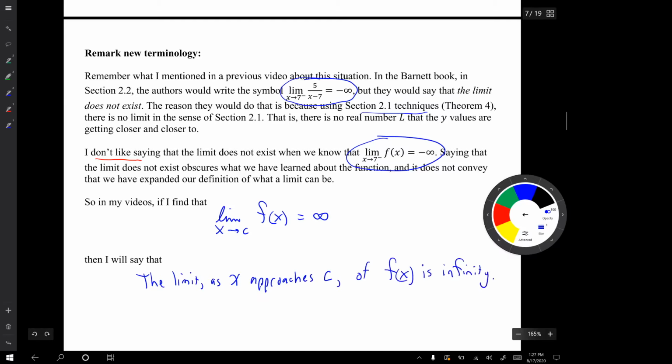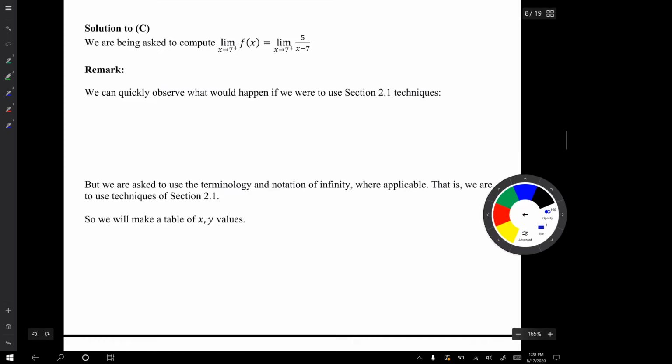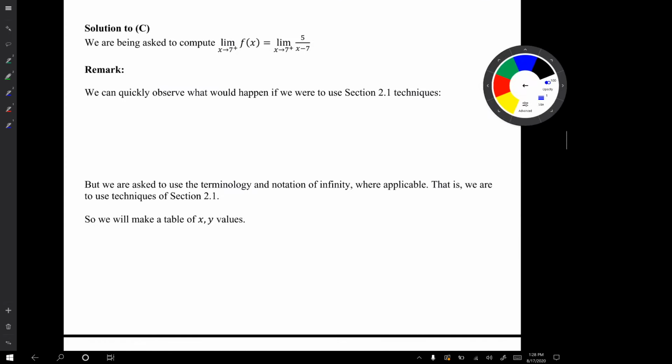In other words, if I find that the limit is infinity in the sense of section 2.2, that's a concept from section 2.2, then I'm going to say that the limit is infinity. That's using the full terminology of this expanded idea of limit from section 2.2. In question C, we're being asked to compute this limit. Now, let's again quickly observe what would happen if we were to use section 2.1 techniques.